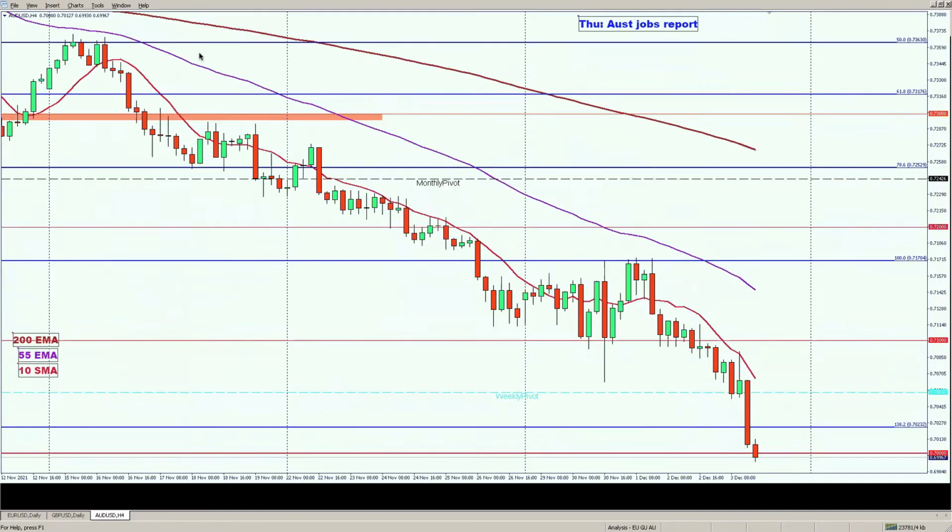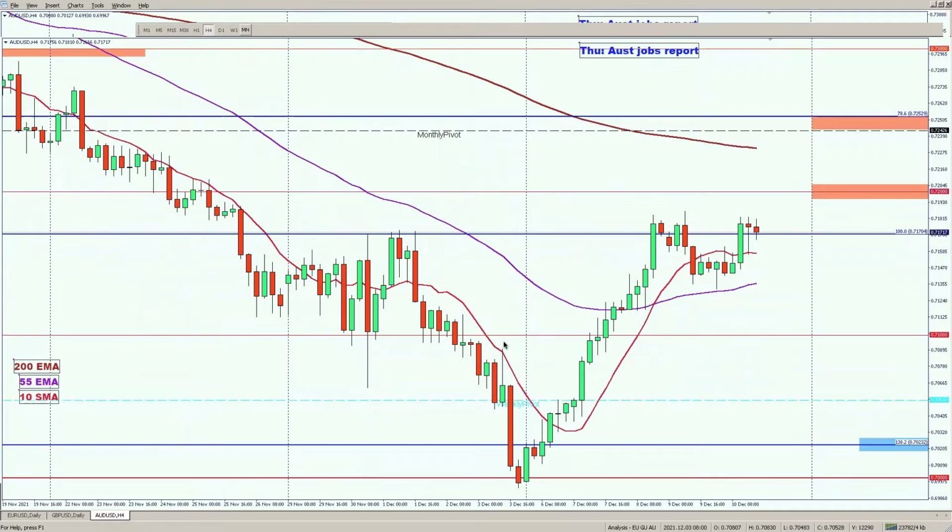So taking a look at the 4-hour time frame, you can see that it was rallying all the way from the start of the week, climbing up all the way to test this swing low, and finding support as well from the 55 EMA. Now the 200 EMA is coming down to the middle between these two resistance zones.